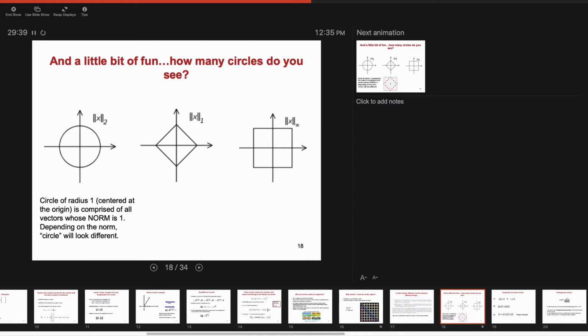The definition of a circle is that my distance, or a norm, from an origin is 1. Yes? A circle of radius 1.